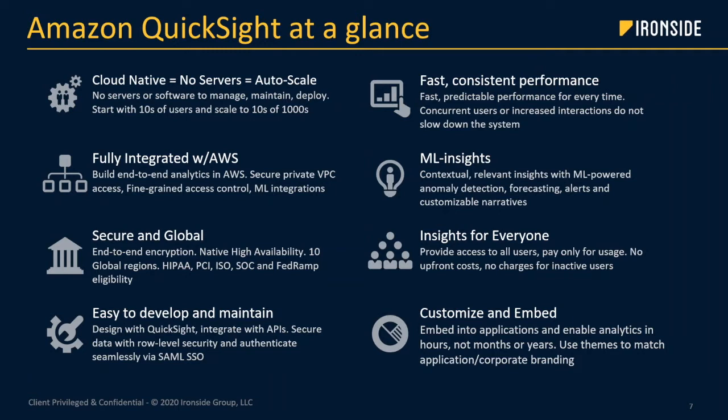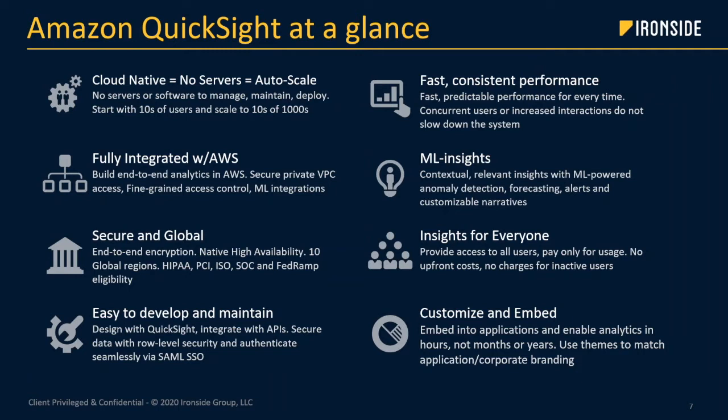Second, QuickSight is fast and highly performant. Unlike traditional server-based BI platforms, concurrent users or increased user interactions do not slow down the system. It's auto-scaling. QuickSight is fully integrated with AWS. You can build an entire end-to-end analytics ecosystem in AWS.